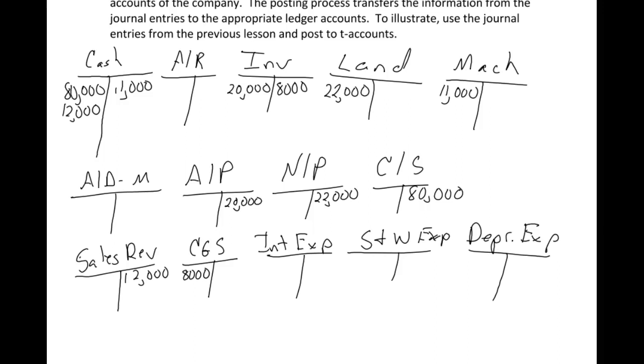Our next one was we paid for half of the inventory purchased in that earlier transaction. Remember, we bought the $20,000 of inventory right here, and we had the accounts payable.